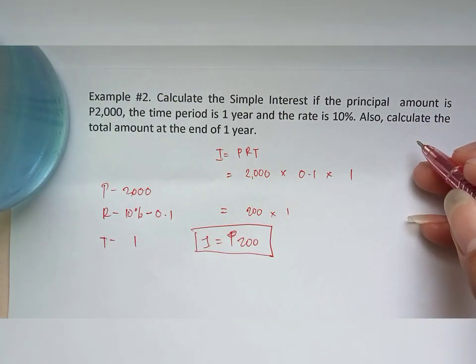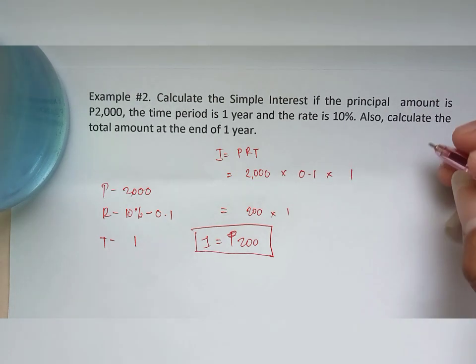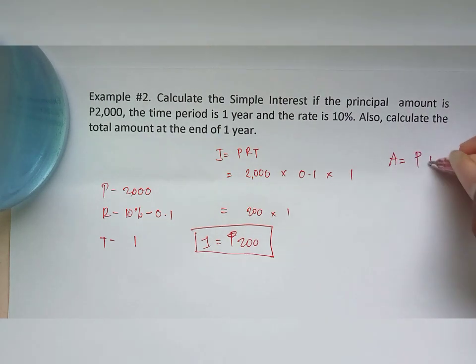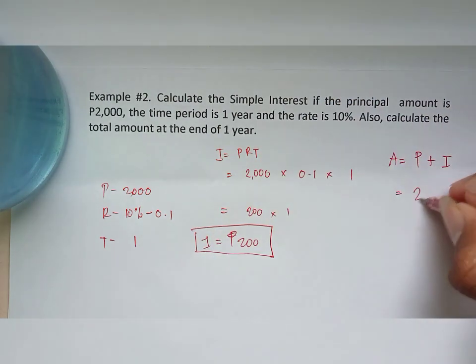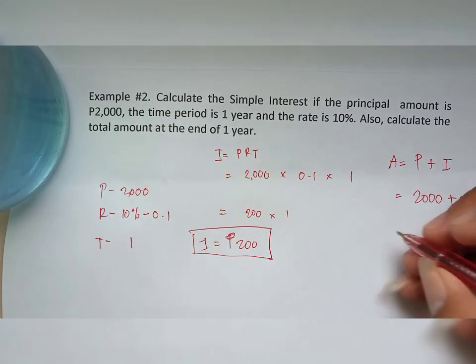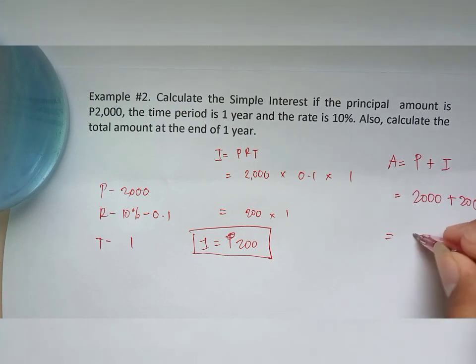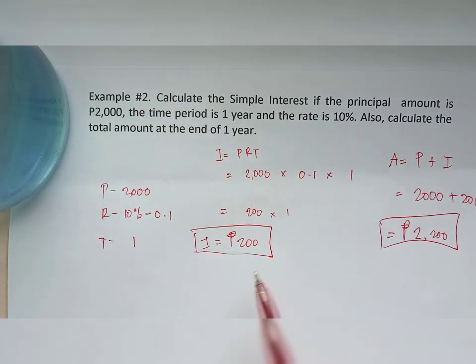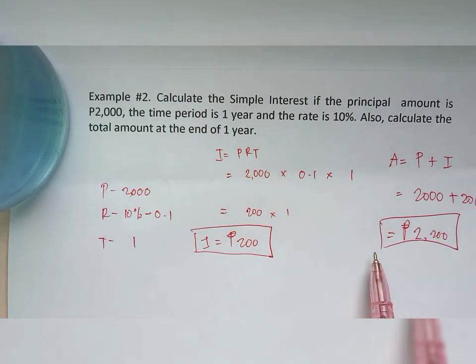To find the total amount, we need to add the principal amount and the interest. So the amount is principal plus interest. The principal amount here is 2,000 pesos plus the interest, 200. So perform the operation. 2,000 plus 200 is equal to 2,200. Therefore, the simple interest is 200 pesos and the total amount at the end of the year is equal to 2,200 pesos. And that's all for the example.